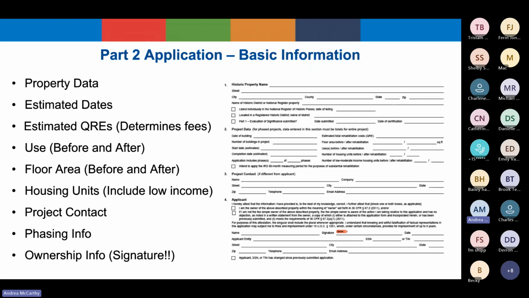We also require floor area, which is square footage, before and after, housing units before and after. This includes low-income housing. And finally, you will include your project contact info as well as ownership info. Be sure you are including a signature. We do now accept digital signatures and a date. And of course, your correct TIN or social security number.